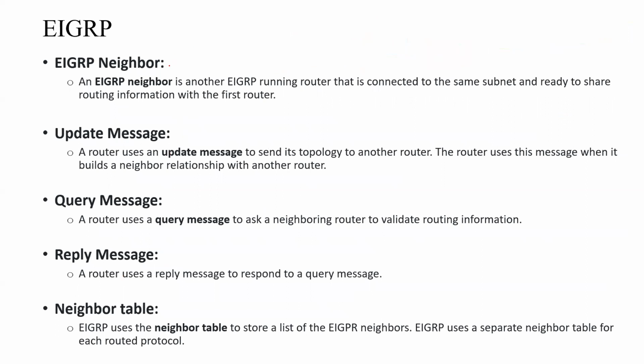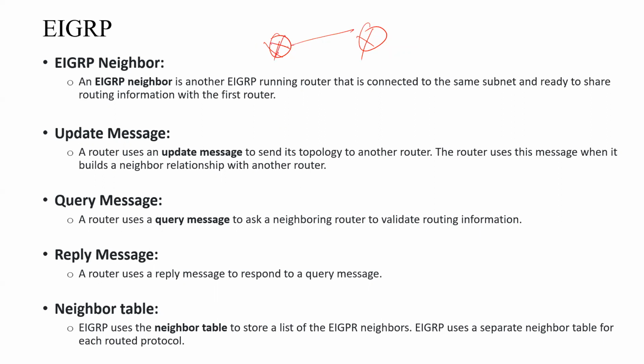We are telling EIGRP neighbor, right? So neighbor in the sense the router which is connected to the other router. So EIGRP neighbor is another EIGRP running router. Suppose you configured EIGRP routing here. So neighbor in the sense this is one more EIGRP router where EIGRP is configured. So this is called EIGRP neighbor.